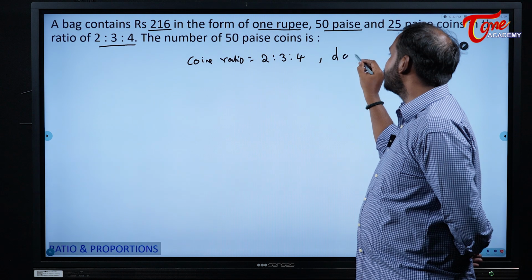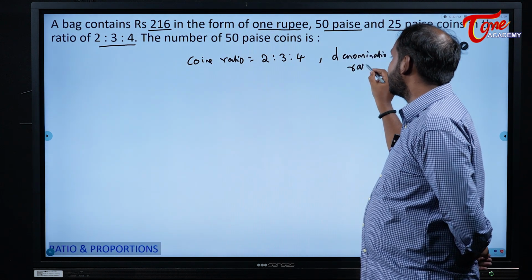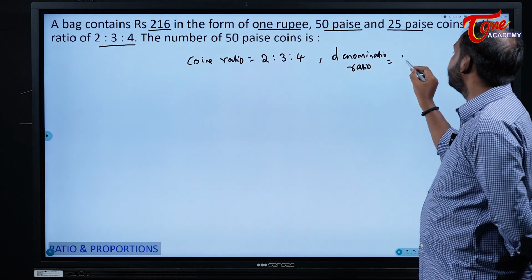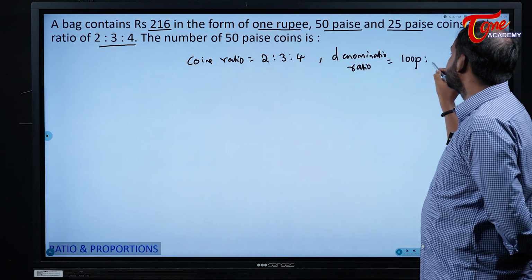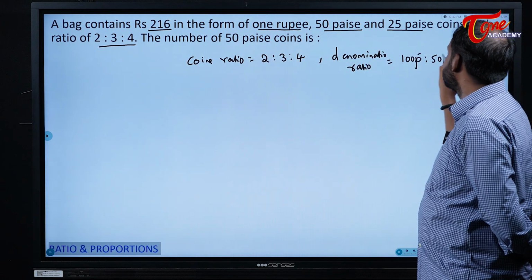Now, they have given us the denominations also. What is the denomination ratio? They didn't mention it directly, but we will write it. 1 rupee, 50 pies and 25 pies. 1 rupee I will take as 100 pies, then 50 pies and 25 pies. So what is the denomination ratio I have here?